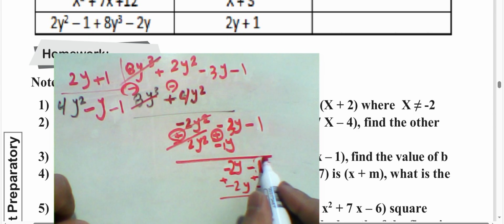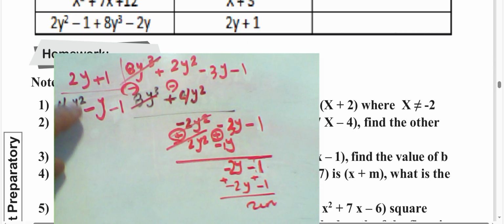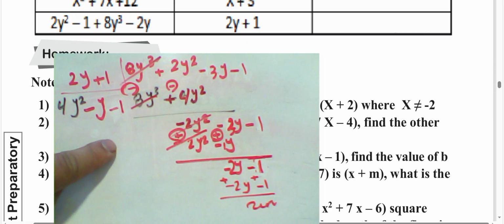Then we can change. Then the quotient will be 4y power 2 subtract y minus 1.